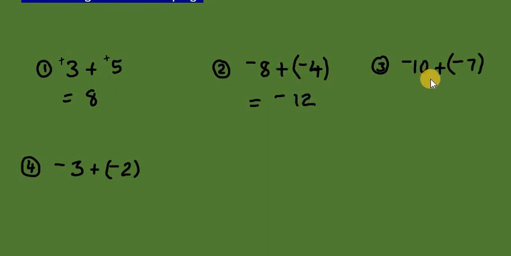Here, we're adding negative 10 to negative 7. What do you think the answer will be? That is correct. If you said negative 17, you are correct. Why is that correct? Because we add the 10 to 7, get 17, and keep the sign. Why do we do that? Because we're adding two numbers with the same sign.